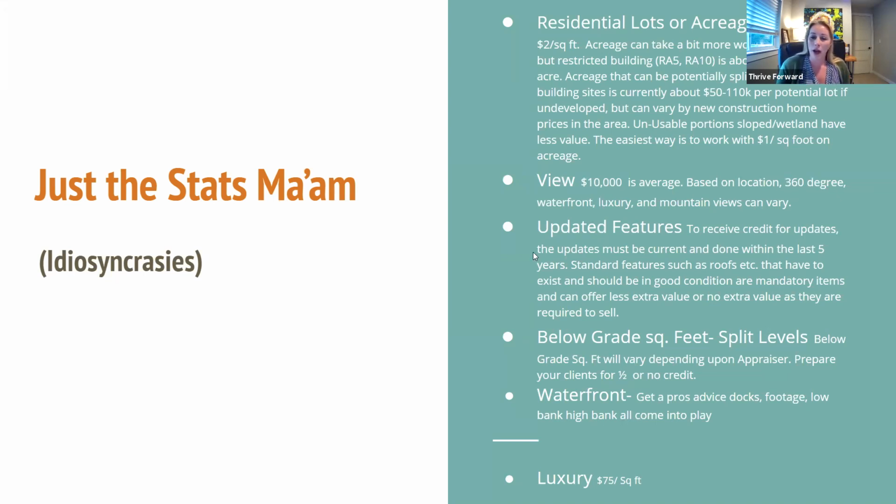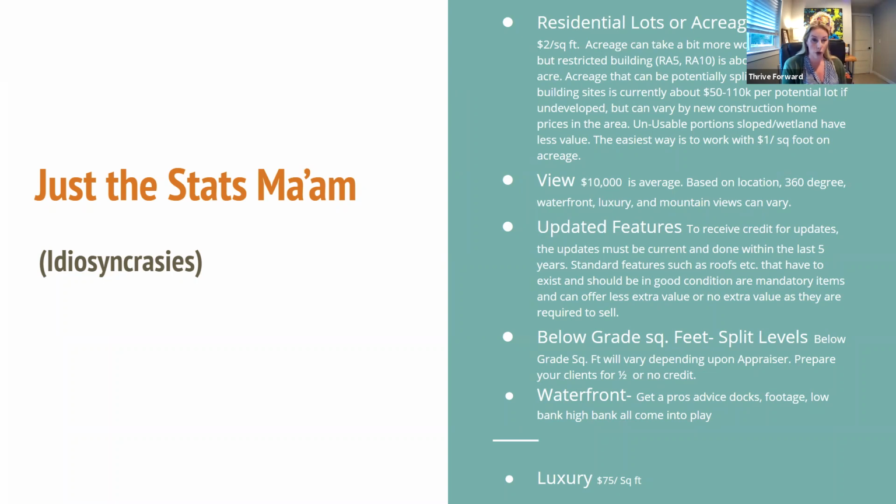Okay, updated features. This is a tough one. We've had so many people have hard times with this with their clients, and we have had a number of different questions on this. Updates have to be within the last 5 years. That being said, an appraiser is not going to ask for receipts to show that it's been updated in the last 5 years. So they just have to look current, if that makes sense.